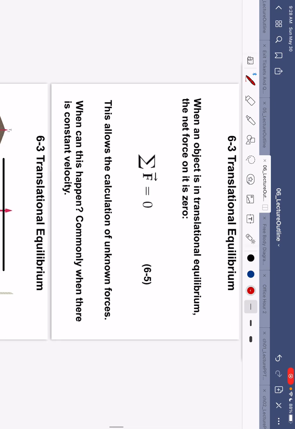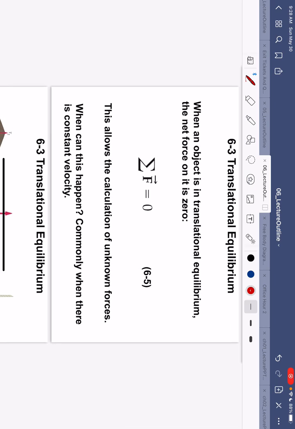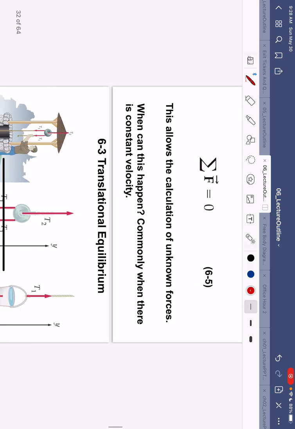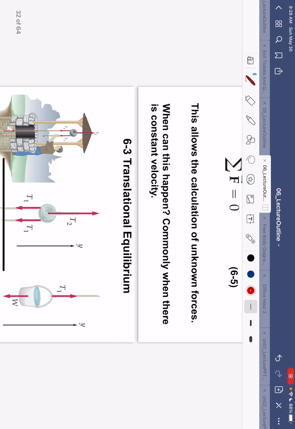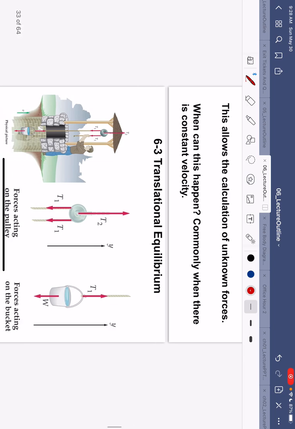Okay, there is a term that we usually use when objects are not in translational acceleration. They don't have that linear acceleration. We call this translational equilibrium. According to Newton's first law, sigma F equals 0. And this always allows us to calculate a few forces that are unknown. And in this situation, as I said, the object is going to be moving with constant velocity.